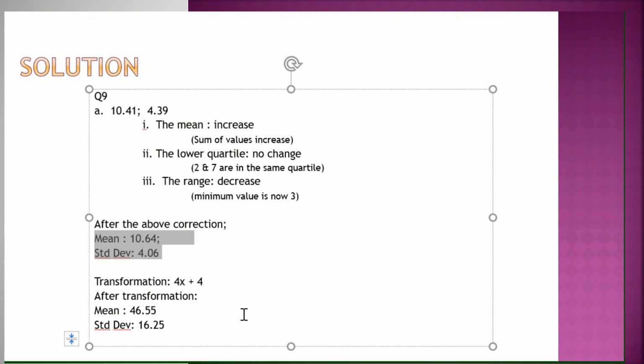All right, so we will stop here. In the next class, we will continue with the question bank.